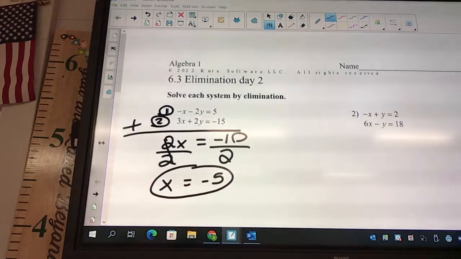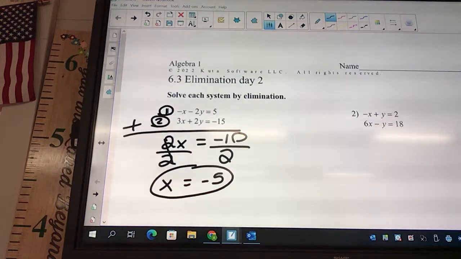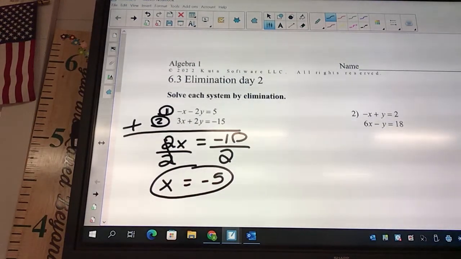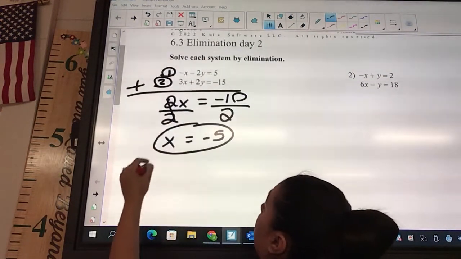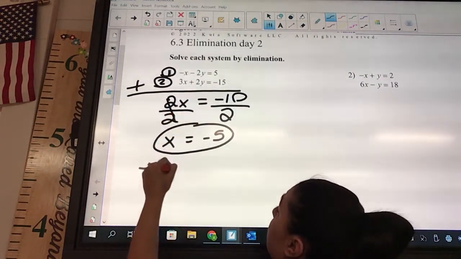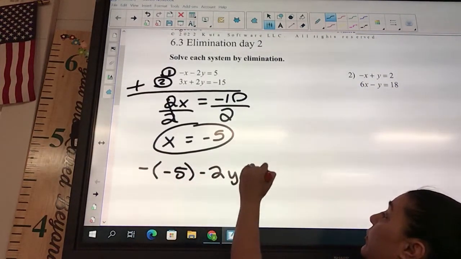And then what do we do with that negative 5? We got to plug it in. Does it matter which equation? No, it doesn't, so pick one. Which one looks easier? The top one, and then we're going to plug that in. So I got negative x, which is negative 5, minus 2y equals 5.